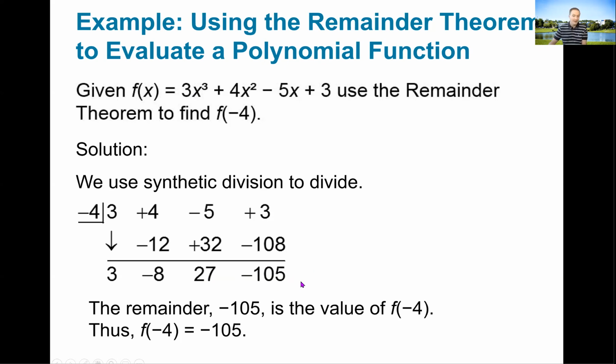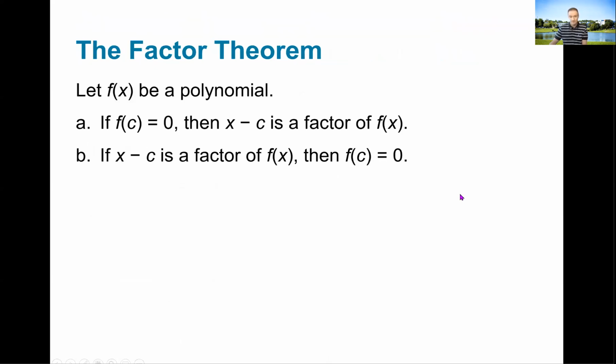Now, what that tells me is that that -105 is also the solution if I were to plug -4 in for x in your original function. So I promise you, if you said 3 times -4 cubed plus 4 times -4 squared minus 5 times -4 plus 3, you're going to get a -105. So that's just telling us that the remainder is whatever the function's value is at that specific value of x.